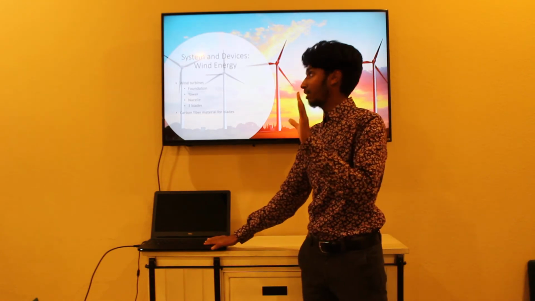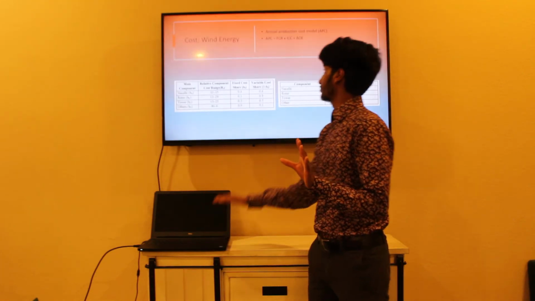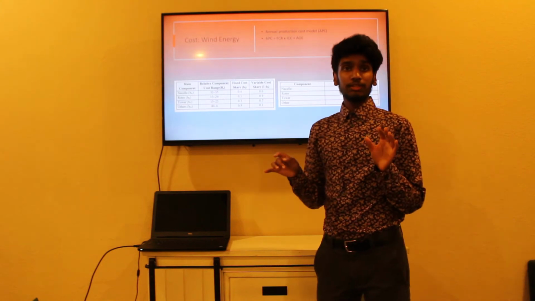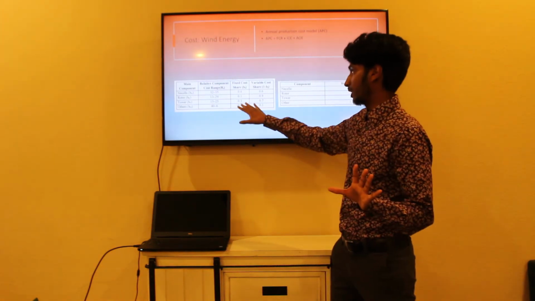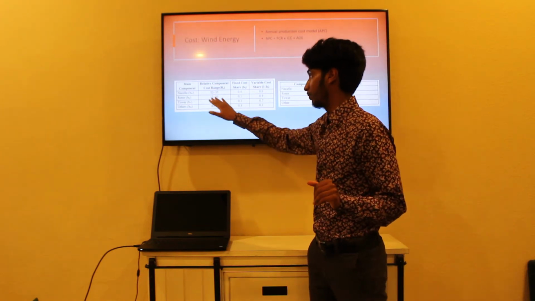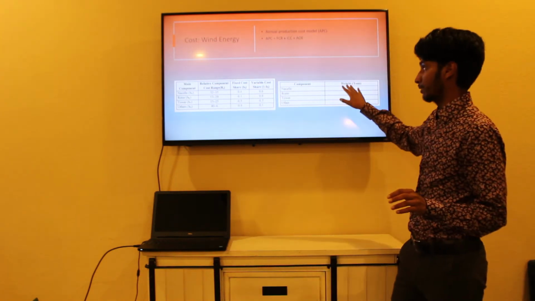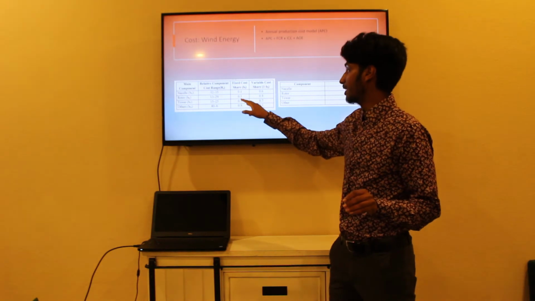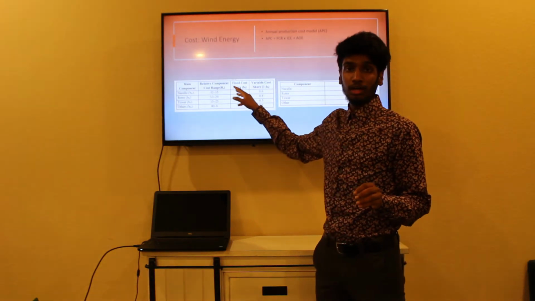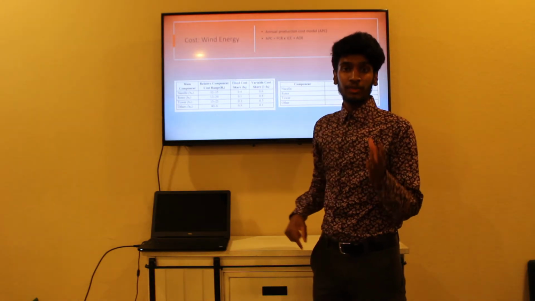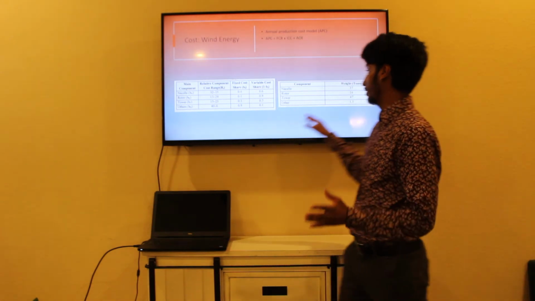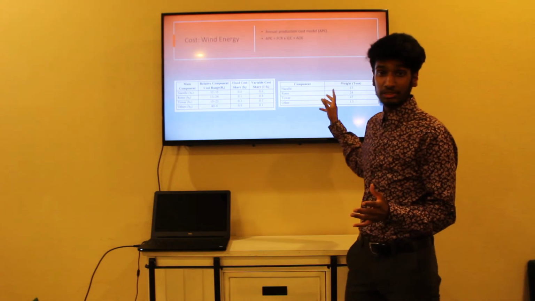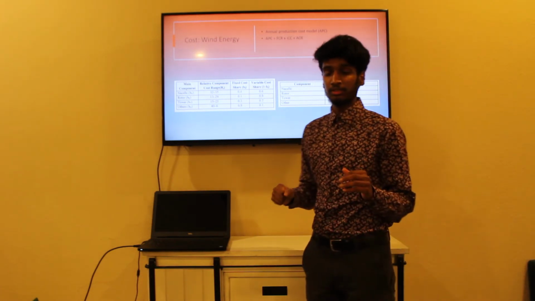So let's talk about the cost of it first. So the cost of wind energy, the problem with it, well, first let's look at this table. It tells you the cost per component, and it has the weight per component. The fixed cost is how much it will be based on manufacturing and transportation, and then variable cost is how much it is per weight. As you can see, they're very heavy components.